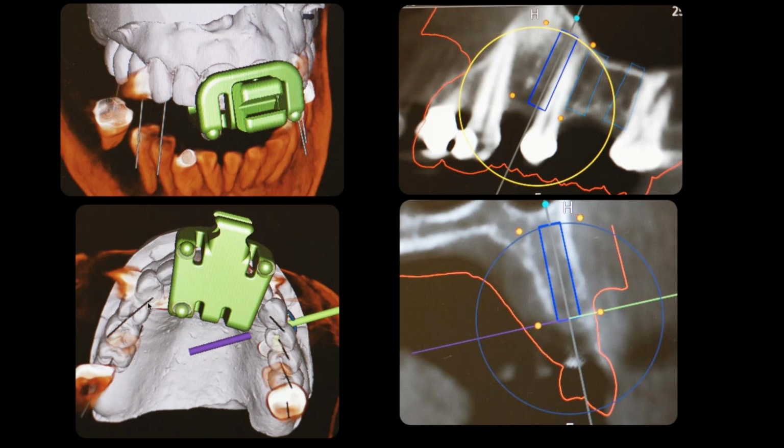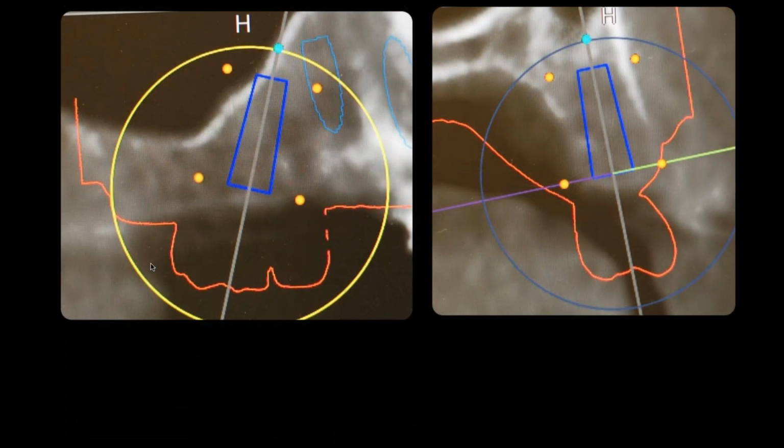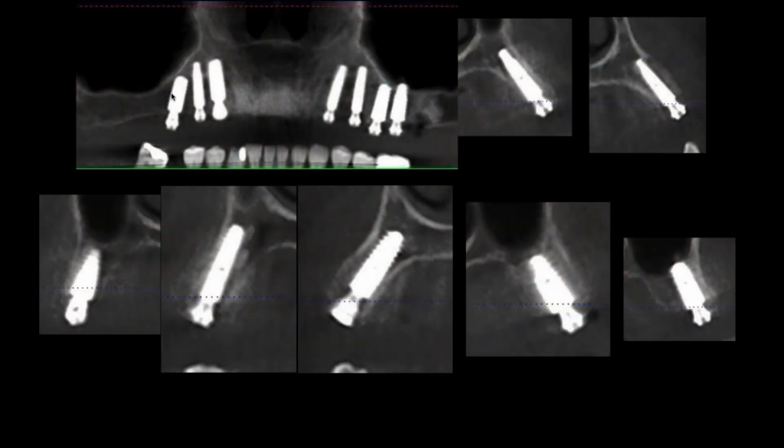So this gives the planning, and the only way I knew where to put the implants was based on the plan. That's the only way I knew what to do. And then you can see on the posterior right, I had to angle it a little bit to get it in place, which is fine, using angled abutment. So here we did the surgery.